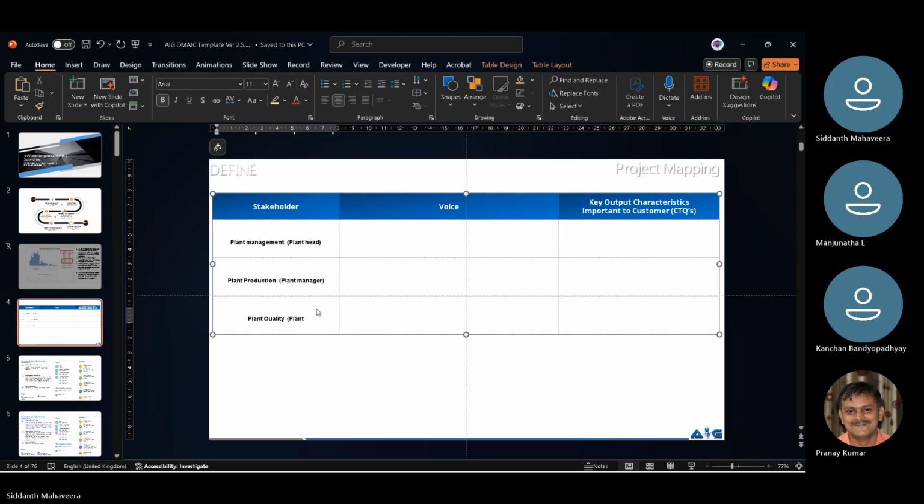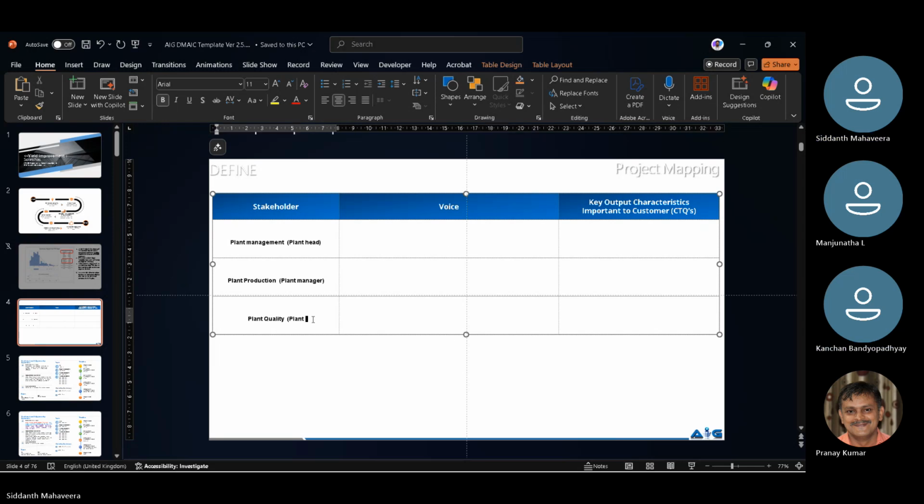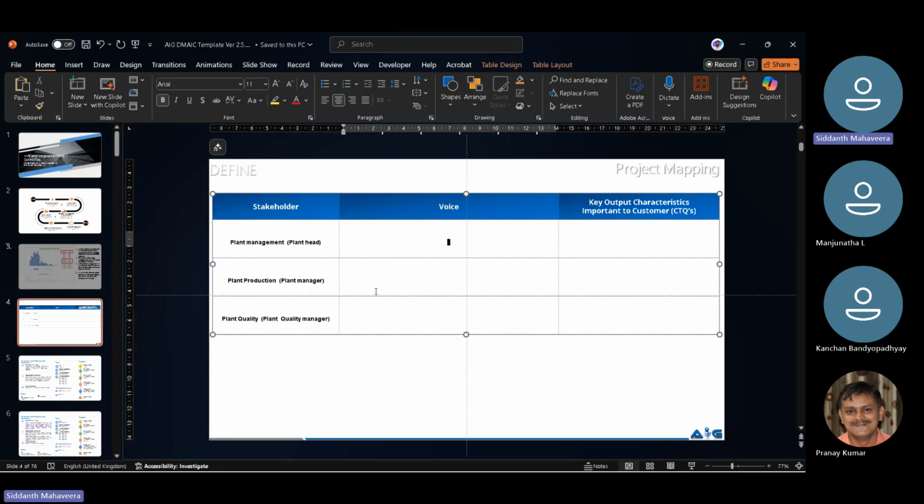Then above the plant manager is the plant head. Basically, he will be directly in contact with the CEO. Do we have to consider the plant head? Yes, the plant head is also in, because the aspect is cost. When that comes, the plant head will also come into consideration, along with the quality manager. The voice of the plant head is basically increased cost.